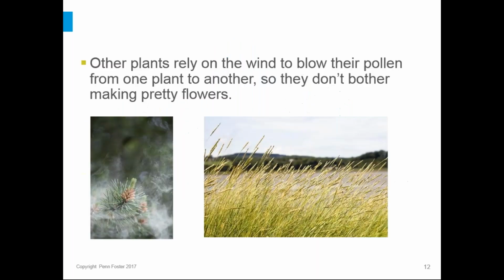So some plants rely on pollinators, and so they have to make flowers to attract them. Other plants rely on the wind to blow their pollen from one place to another, so they don't bother making flowers. So pollen is, again, the male gamete, and it moves over to another flower and sticks to the stigma.